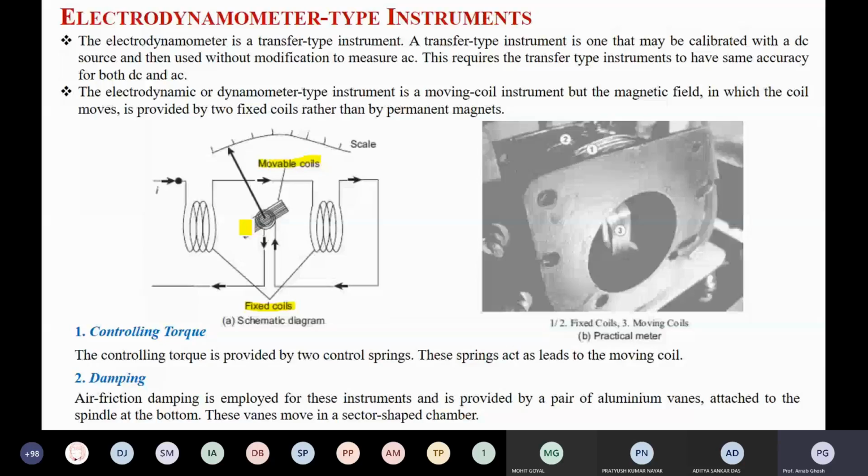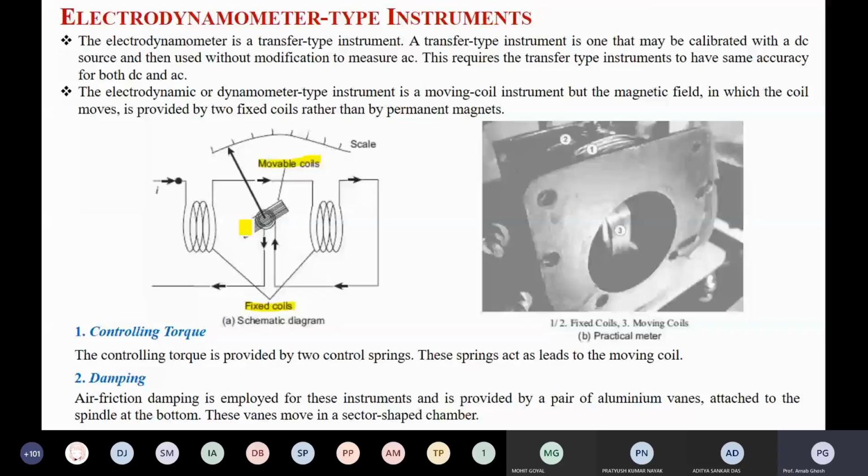This structure is known as the attraction-based MI instrument. In the repulsion-based MI instrument, there are the radial vane type and the coaxial vane type, where the movable portion and the fixed portion are both electromagnets. But in the electrodynamometer type instrument, you can see two fixed coils that also carry current, and a movable coil that also carries current. Both coils directly carry the current. There is no permanent magnet, so it is much more feasible compared to your PMMC instrument.